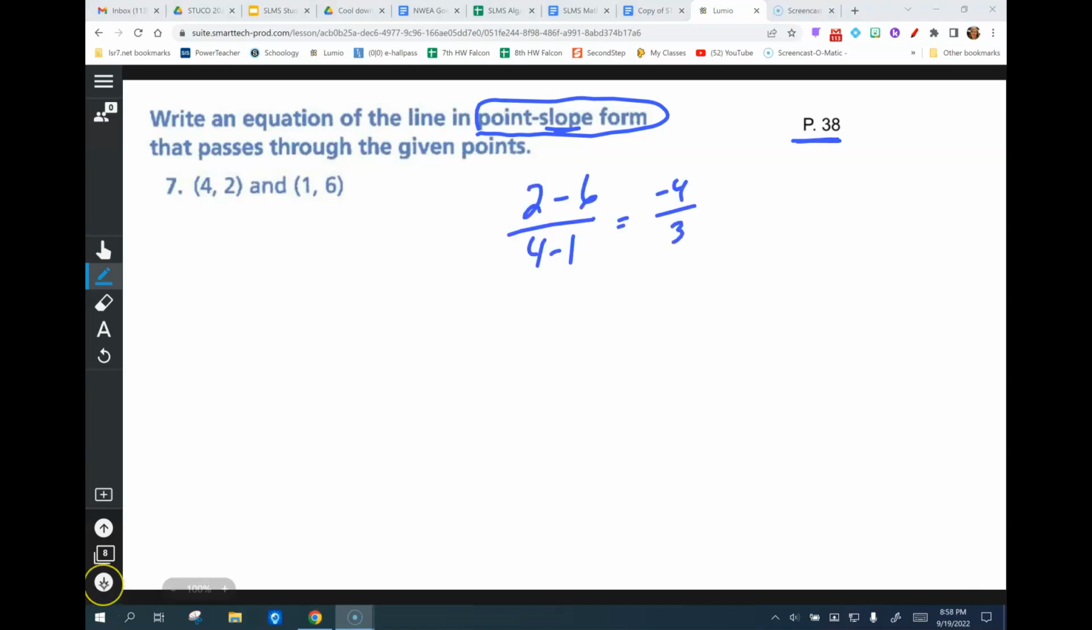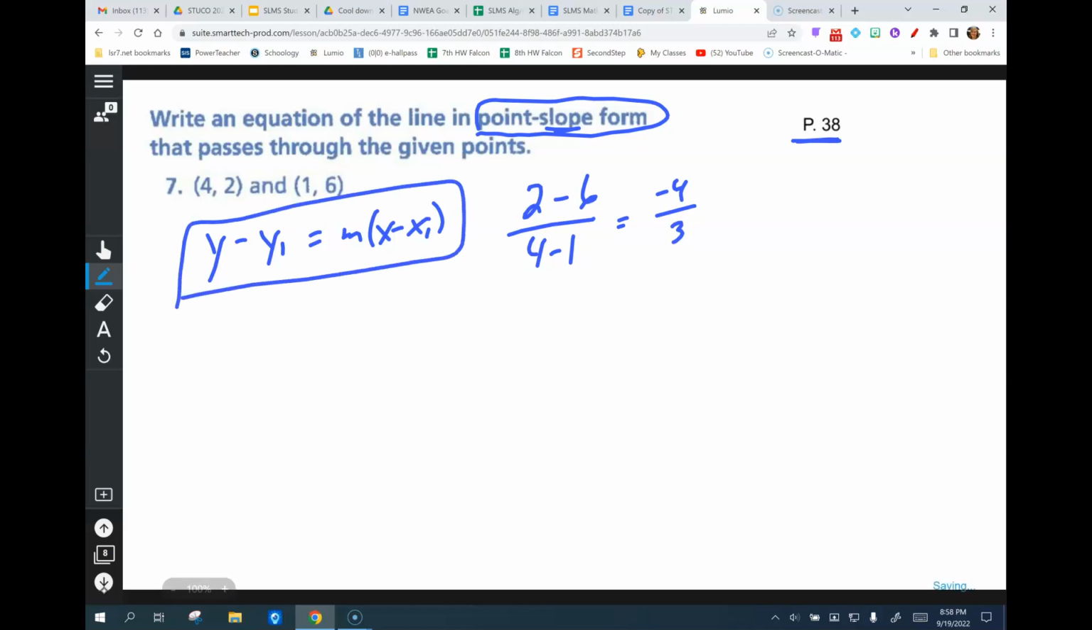Go. Did you get a slope of negative 4/3? Awesome. Now which point do you want? It doesn't matter exactly. So pick a point. Okay. You pick a point, I pick a point. Let's compare. Go. Recommendation: write down point-slope form first, and then plug it in. Go.